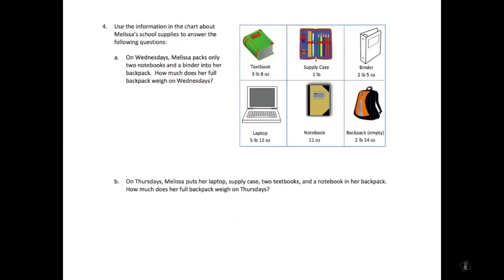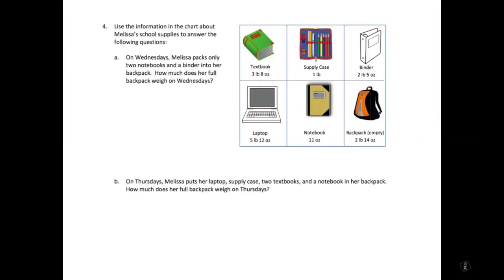So this one, the last slide for this video, is just more of the same. They've given us a variety of different weights, and they're giving us some scenarios, and we're supposed to answer the scenario given these weights. For example, it says on Wednesdays, Melissa packs only 2 notebooks and a binder. Where's her binder? There's her binder. And how much does her full backpack weigh? So we also have to include this.